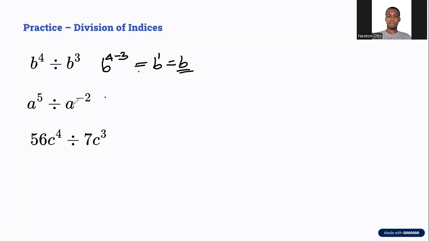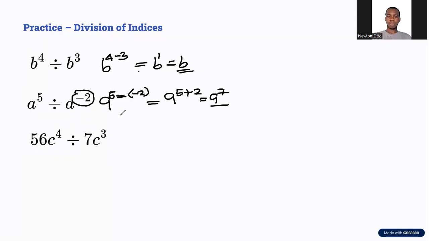a raised to power 5 divided by a raised to power minus 2. They have the same base, so we take a, and that's 5 subtract minus 2. Please do not confuse this: since the power of the denominator is negative 2, this division is changed to minus, and then you put in minus 2. This will give us a raised to power 5 minus minus 2, that's 5 plus 2, and they give us a raised to power 7.